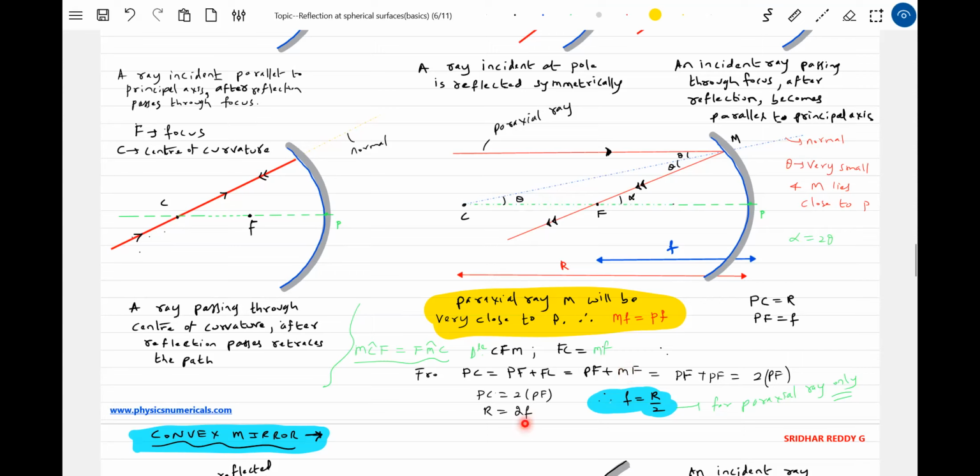What is PF? Focal length. What is PC? R. So F is equal to R by 2. This is applicable strictly only for paraxial rays. Like that, the focal length and radius of curvature are related by this equation.